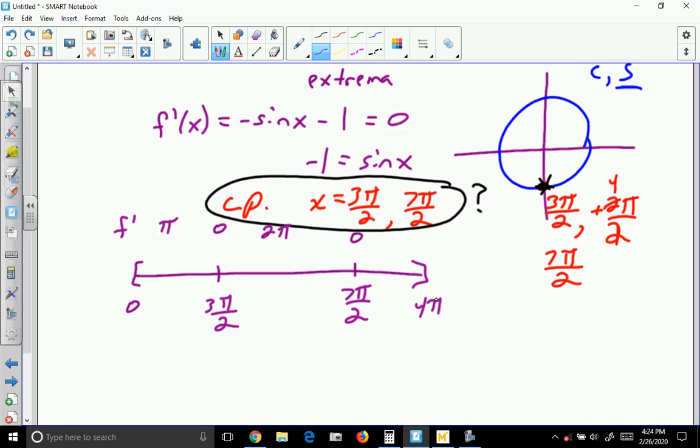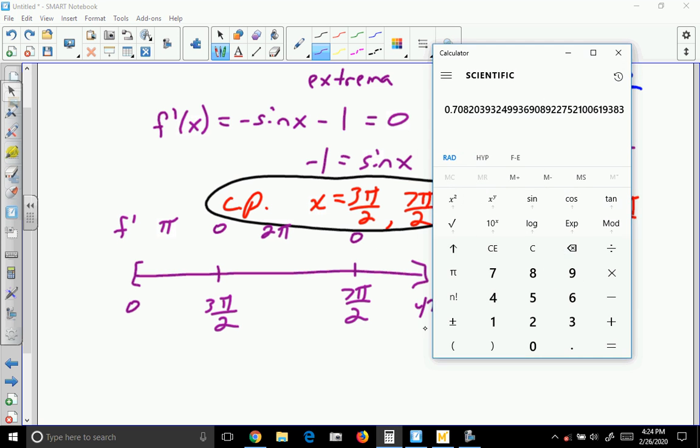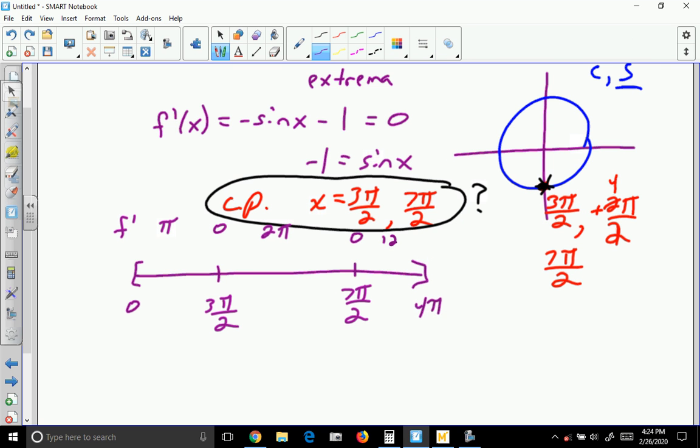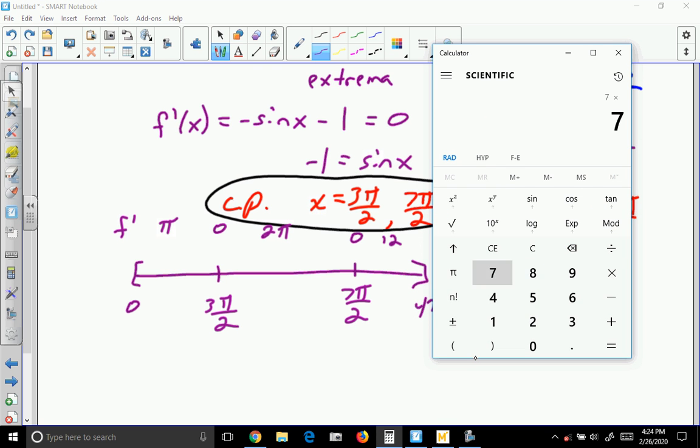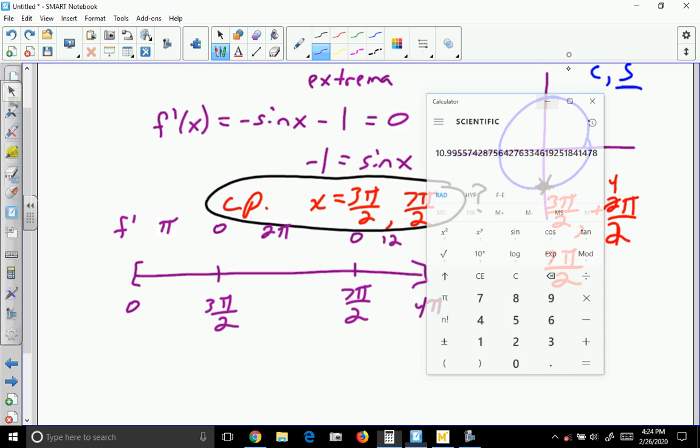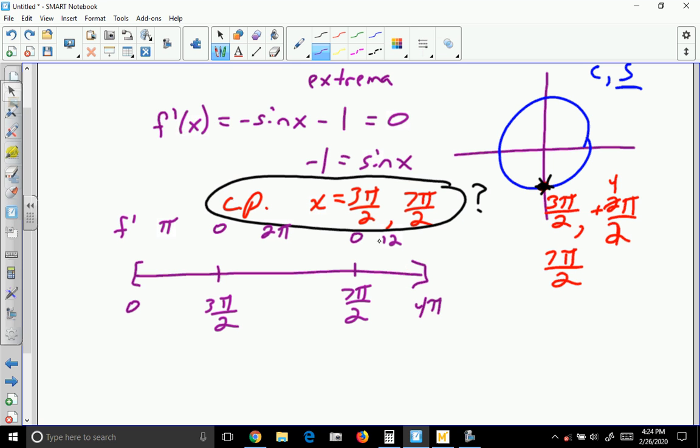Let's see, this is 8 pi over 2, that's 7 pi over 2. So something just a little bit less than 4 pi. 4 times pi is about 12, so 12 would probably work there. 7 pi over 2 is about 11, that's a little bit less than 12, so we can use these as our test values. Since the second derivative test fails, we're going to plug these into the first derivative and see if we're increasing or decreasing on each interval to determine if these points are maximums or minimums.